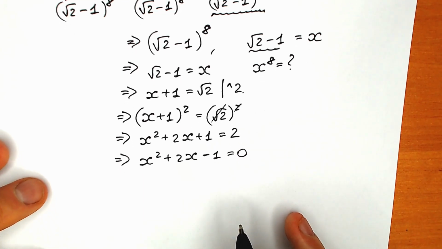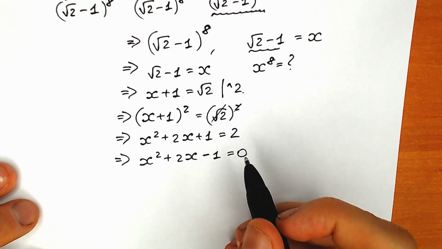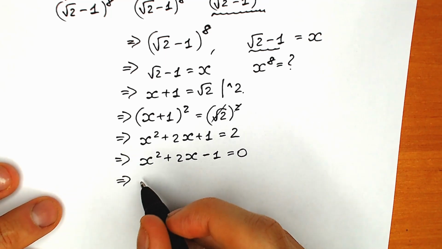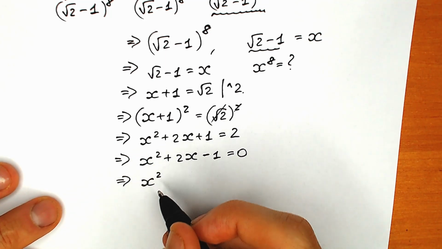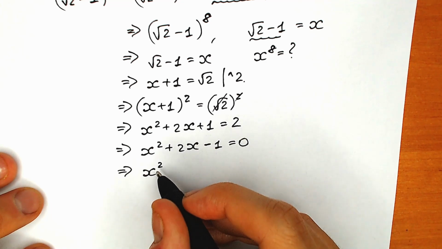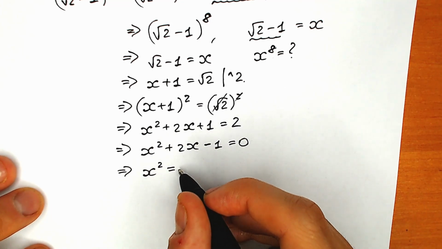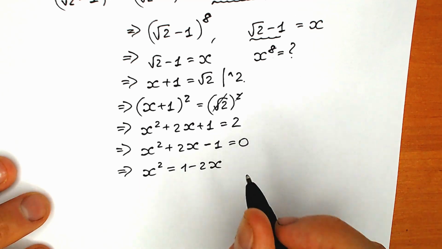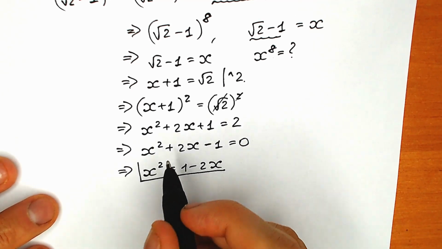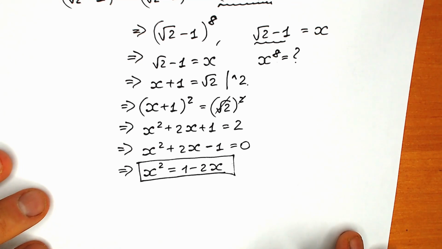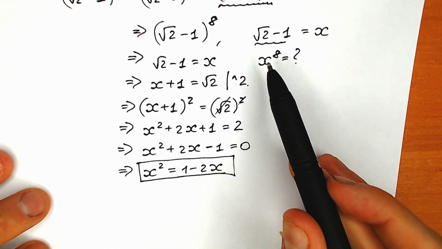All right, and the final tricky move in our challenge. First of all, we need to express from here our x squared. This is an extremely great and tricky move because it helps us to reduce the power. We can express the second power through the first one. So x squared equal to 1 minus 2x. This is an extremely important expression for us because it will help us a lot. Don't forget that we need to find x to the power 8.